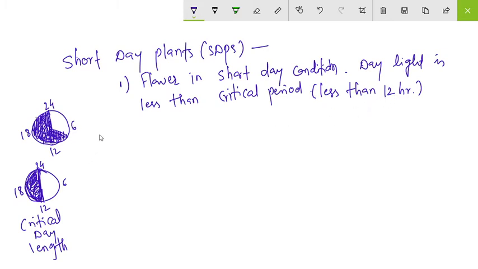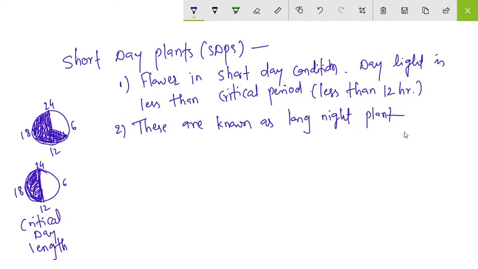So the requirement of daylight may vary from species to species. Short day plants are actually not about the daylight, but the length of the night period is the critical or important factor. Hence these are also known as the long night plants. The duration of night is long, the night period is long and day is short, and therefore these are known as long night plants.